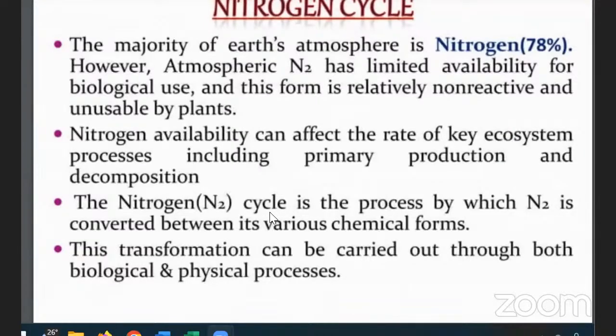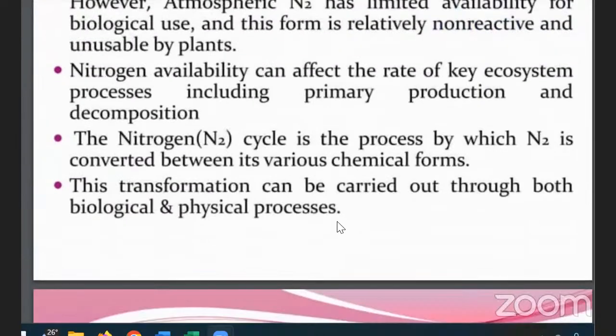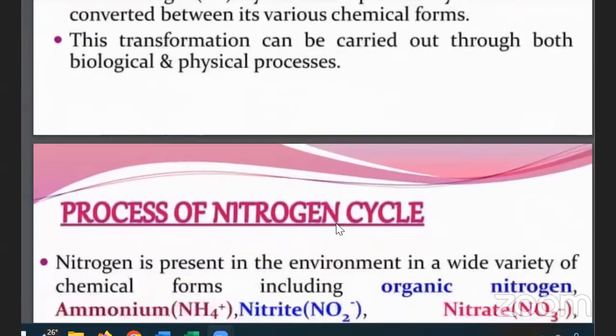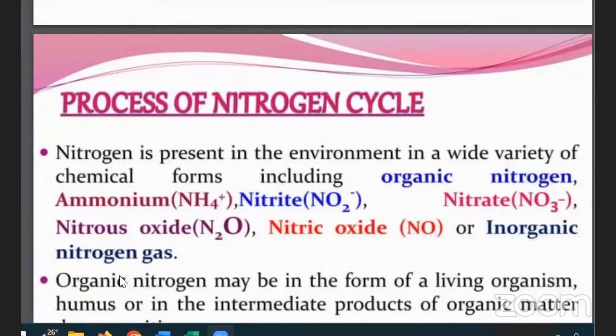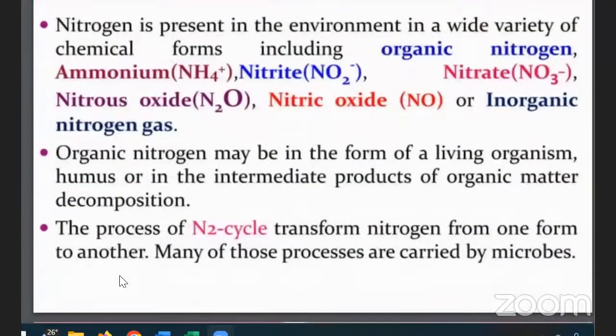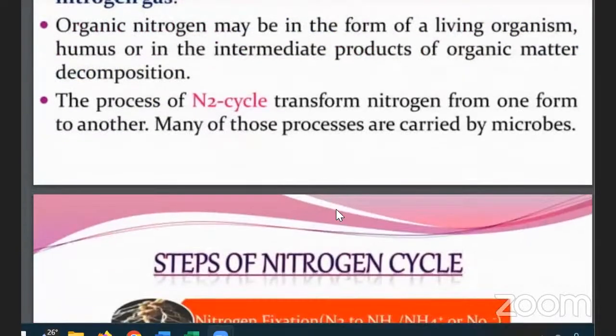These various chemical forms include organic nitrogen, nitrates, nitrites, nitrous oxides, and nitric oxides, and at the same time inorganic nitrogen gas. Organic nitrogen can be in the form of living organisms, humus, or different kinds of intermediate products. And this transformation in the nitrogen cycle is done by different kinds of microbes.